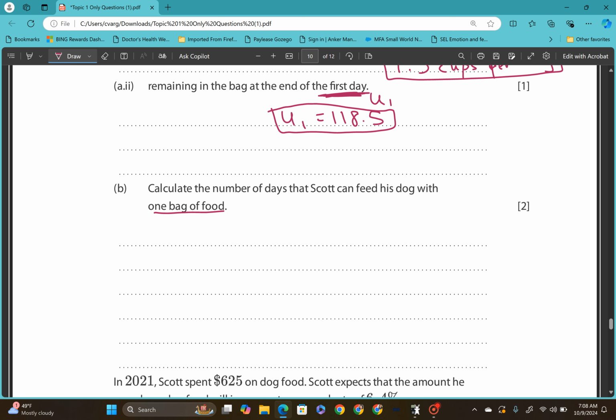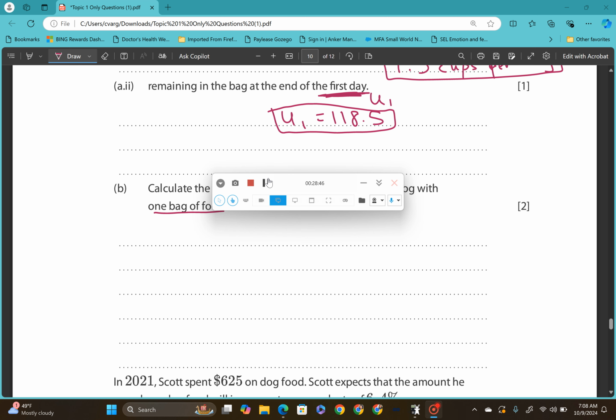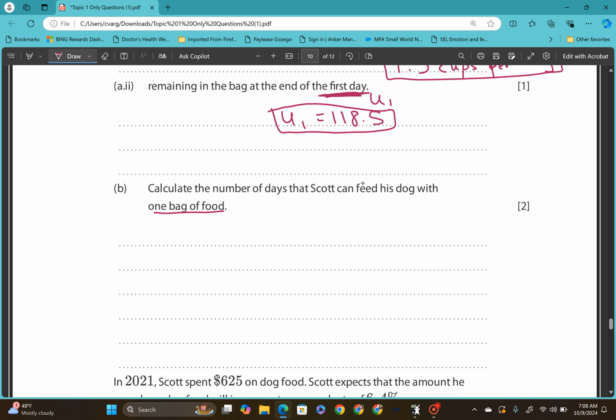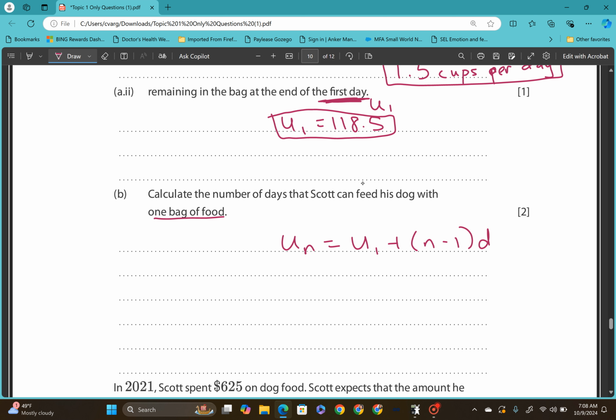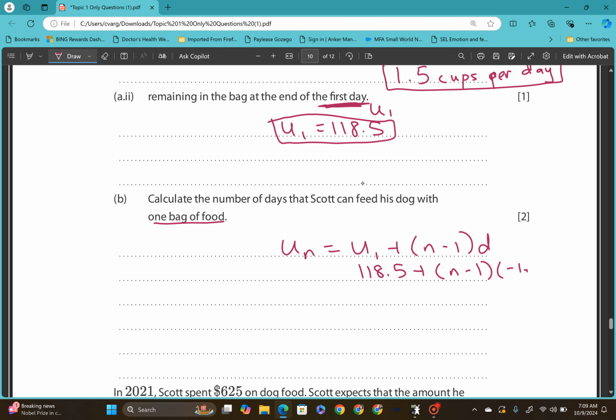So we have our formula, right? Again, Un is equal to U1 plus (n minus 1) times d. So we know our U1 now is 118.5, plus we're looking for our n minus 1. We know our common difference is negative 1.5. We do have to put the negative sign because it is subtracting.